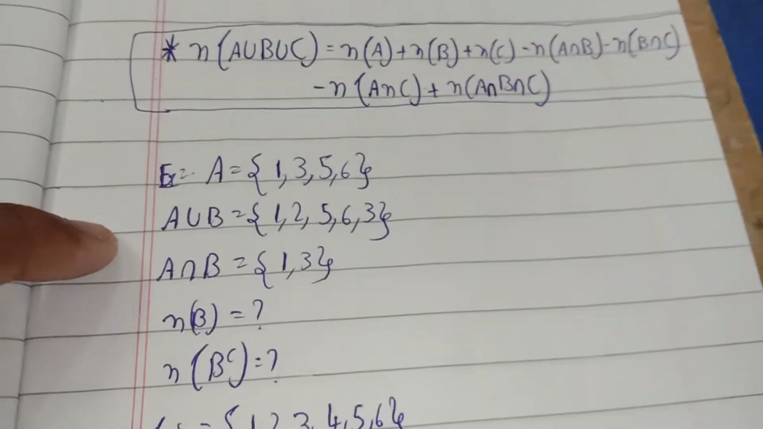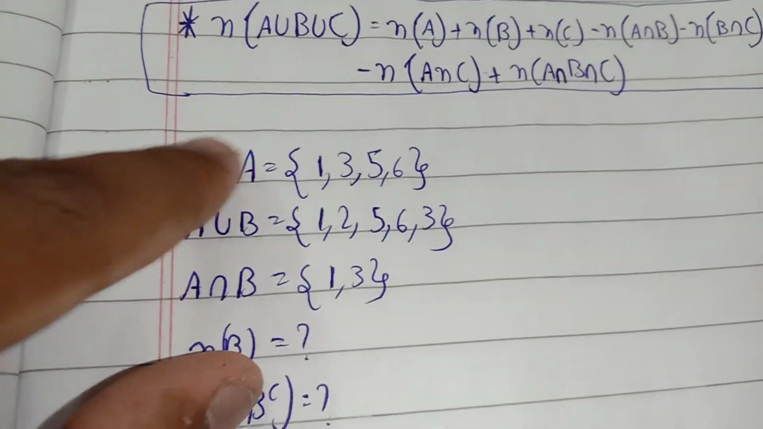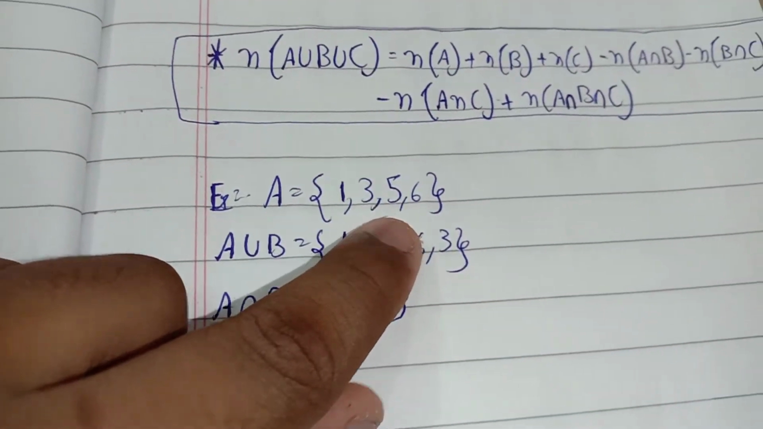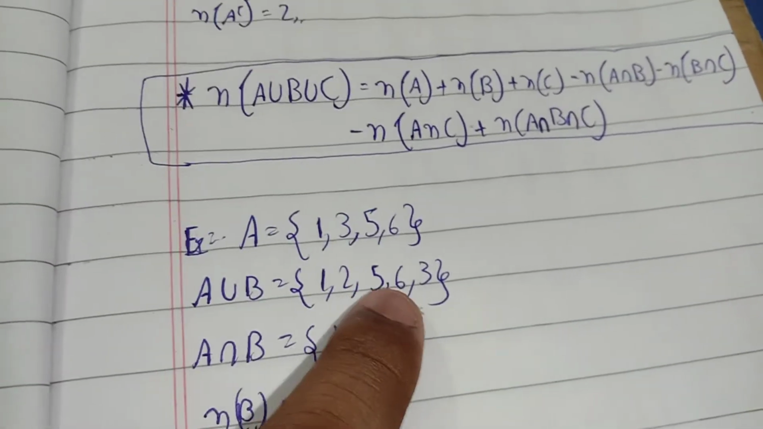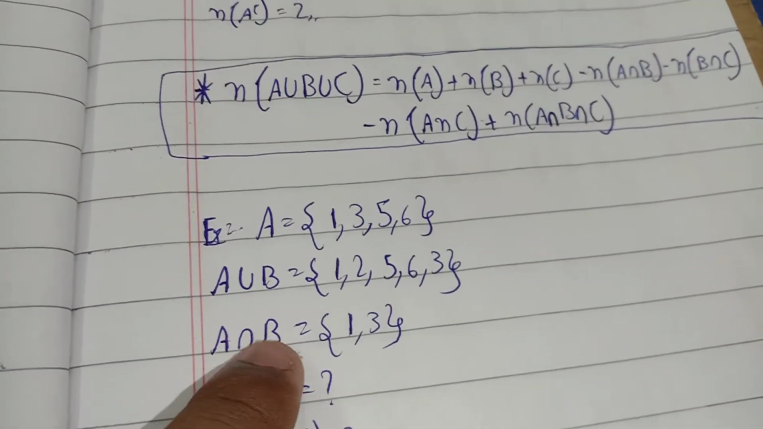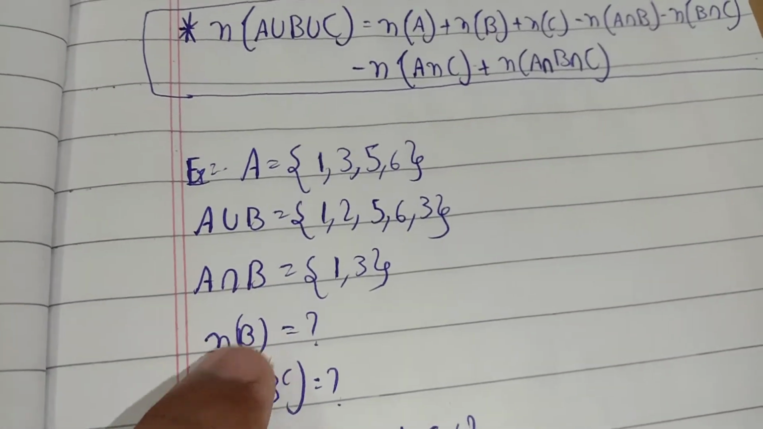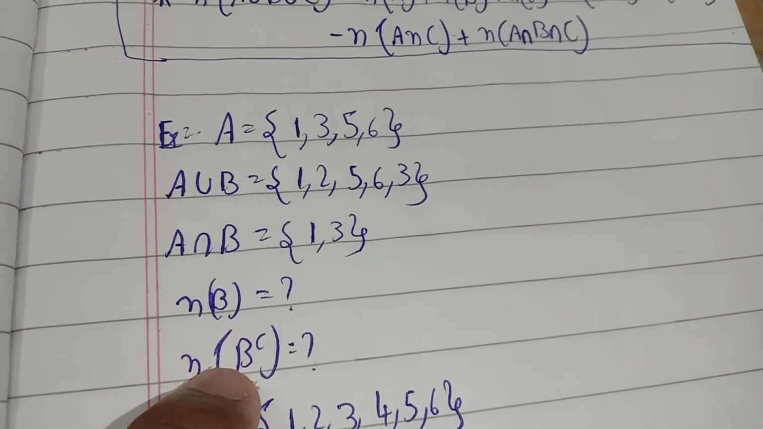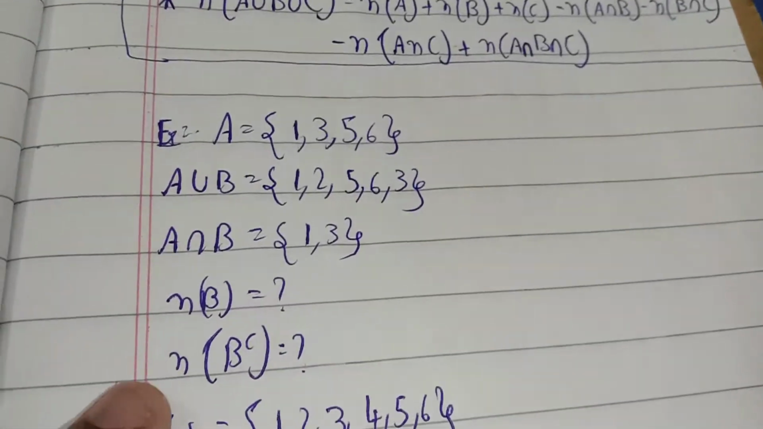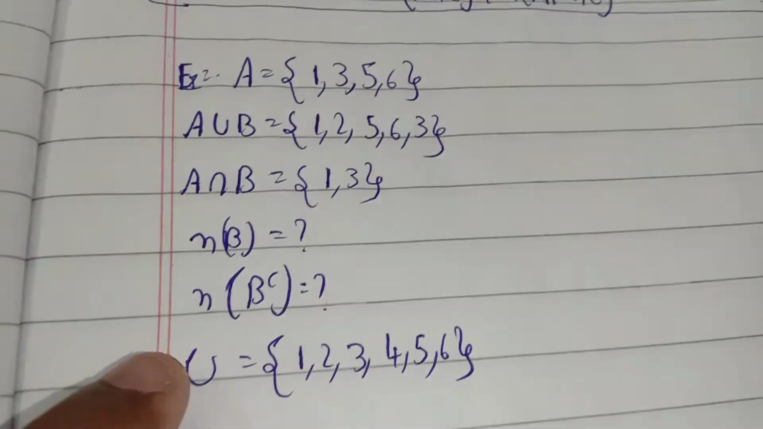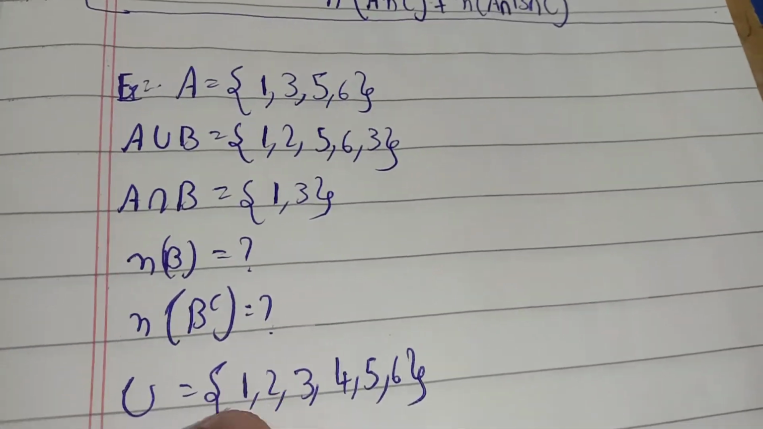We will do one problem, guys. They gave A equals {1, 3, 5, 6}, A union B equals {1, 2, 3, 5, 6}, and A intersection B equals {1, 3}. They asked the number of elements in B, N of B, and the number of elements in the complement of B. Complement of B means the B set. They gave the universal set equals {1, 2, 3, 4, 5, 6}.